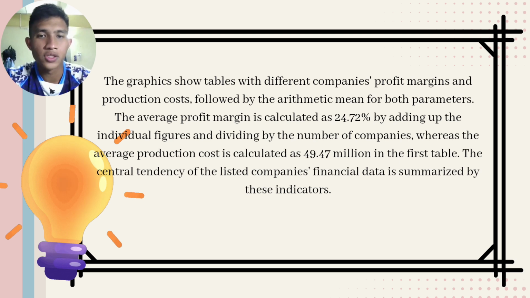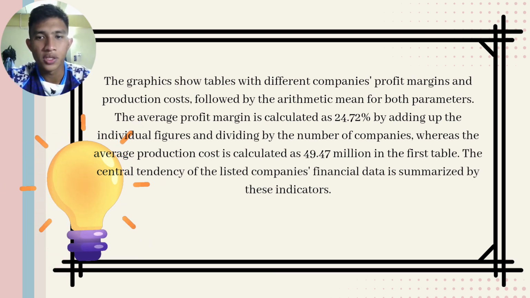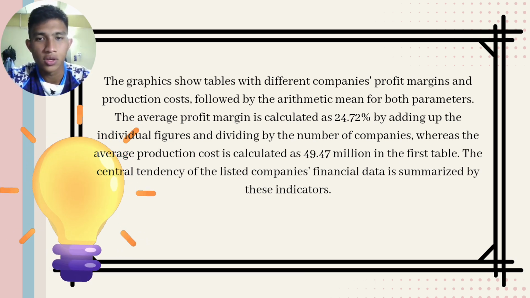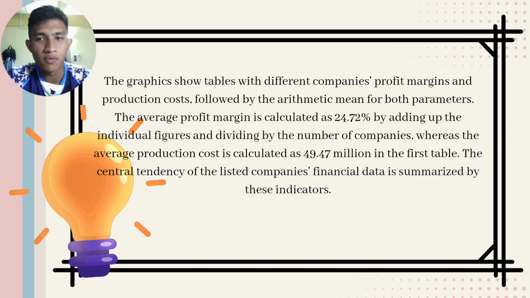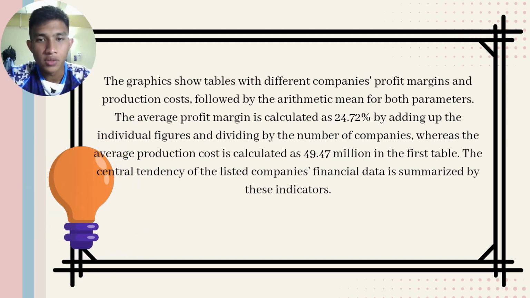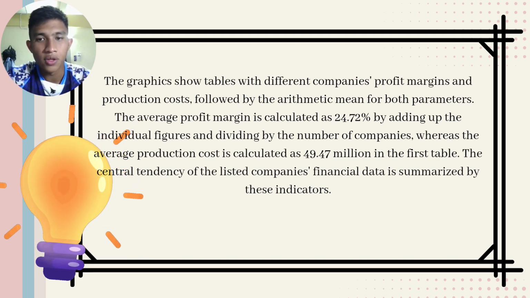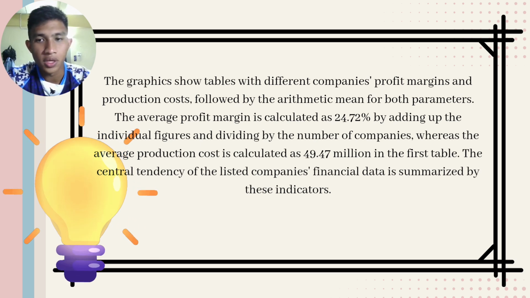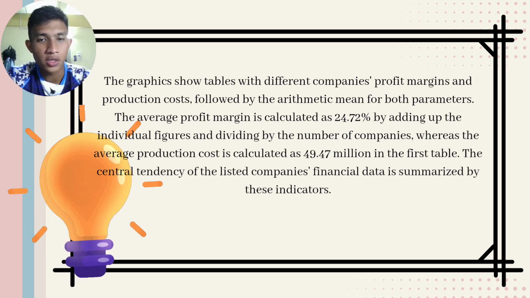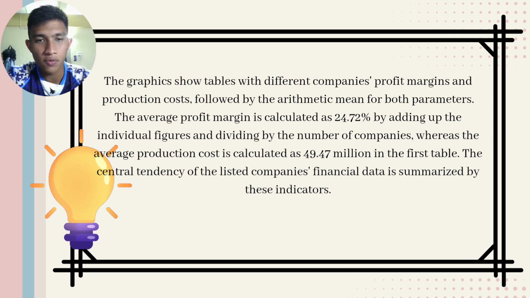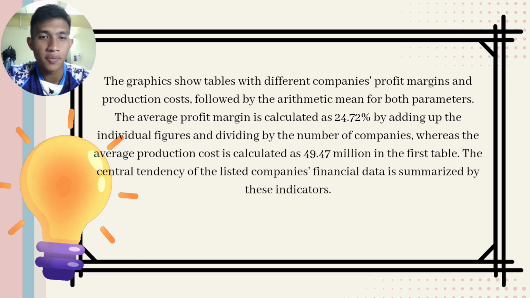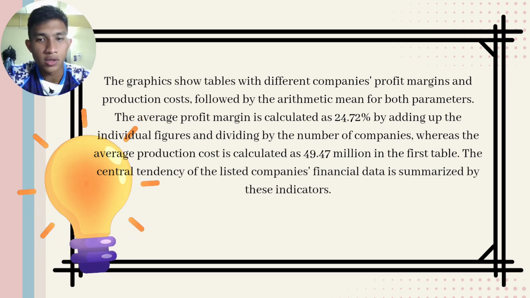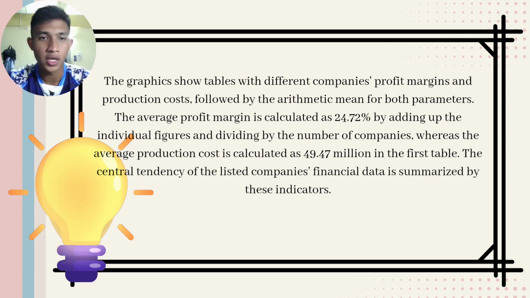Then the graphic shows a table with different companies' profit margin and production costs, followed by the arithmetic mean for both parameters. The average profit margin is calculated as 24.72% by adding up the individual figures and dividing by the number of companies, while the average production cost is calculated as 49.47 million in the first table. The central tendency of the listed companies' financial data is summarized by this indicator.